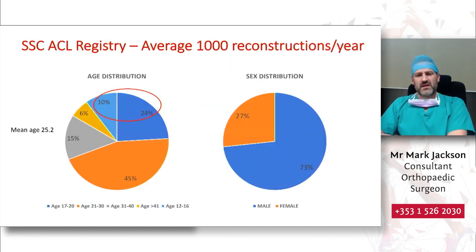In the clinic here, we have a registry which we put most of our ACLs into so we can look at data and follow up results. We found that the mean age, and we've probably got at least, I think it's about 6,000 individuals now on that registry, is about 25. But importantly to recognize here in the red circled group, at least a third of our individuals are actually under the age of 20. We do operate and see more males than females, but that just reflects that males are more intensely involved in sport, generally in terms of numbers, than females.